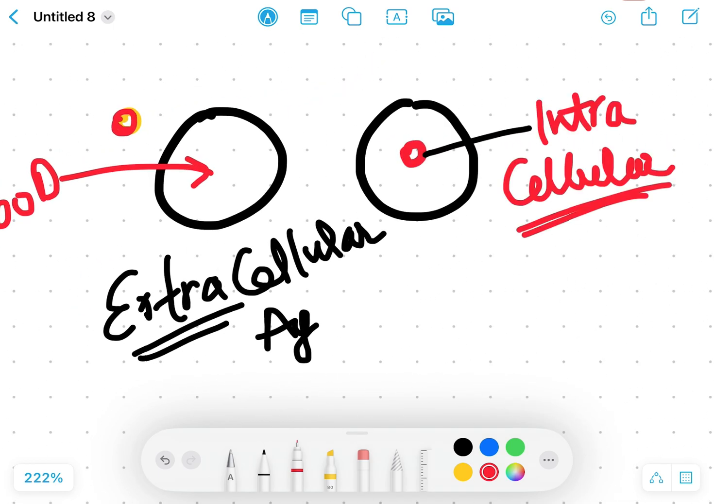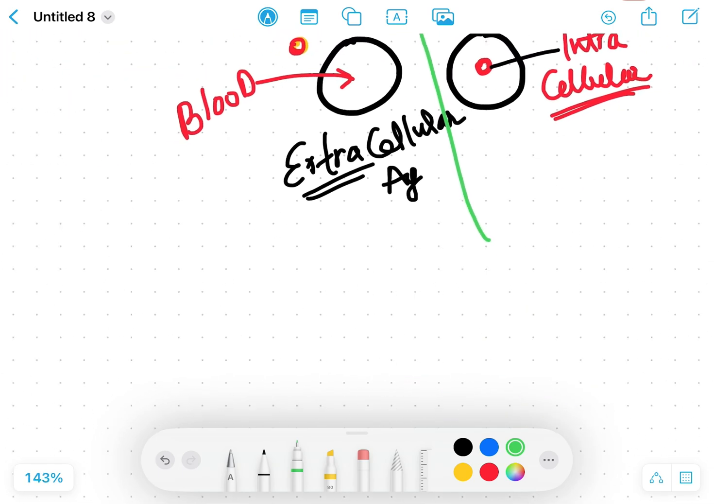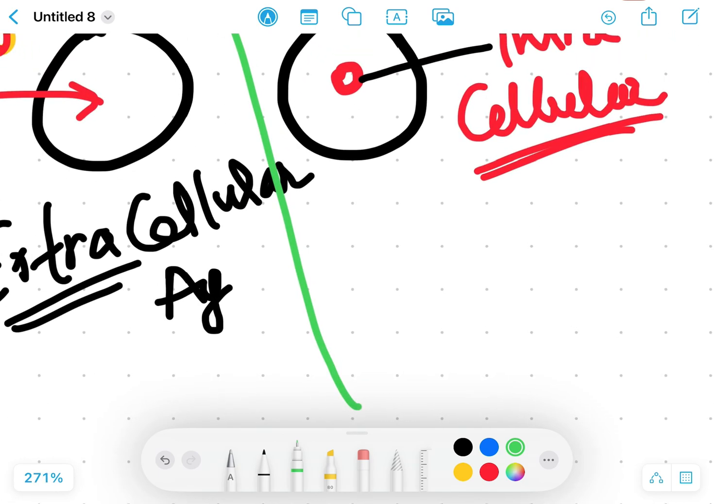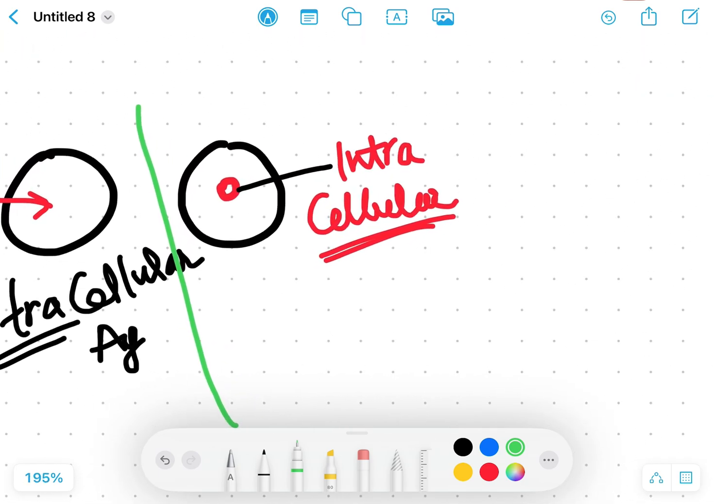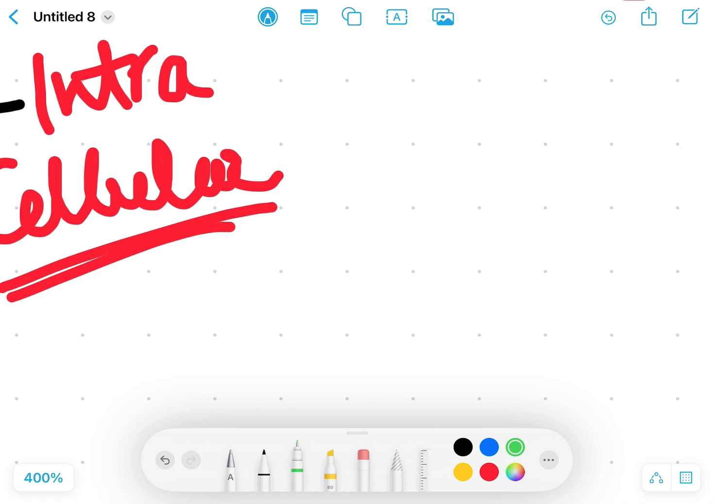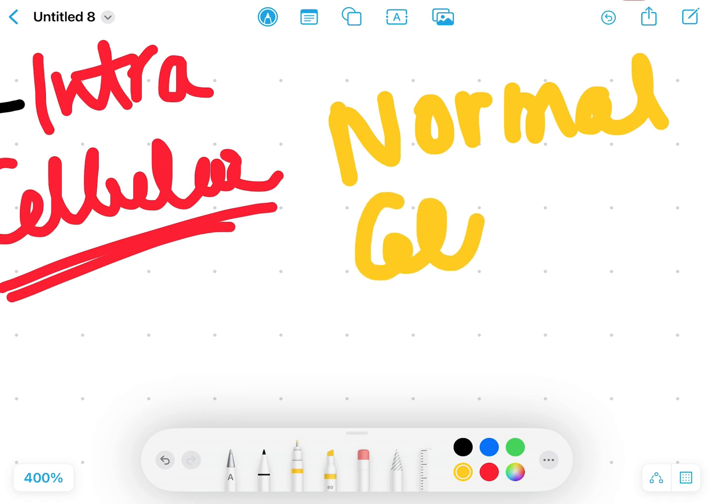Okay, we finished the extracellular. Now we are talking about intracellular. What are the intracellular antigens? They are not coming from the blood; they are coming from our own cell. And what are they? Normal cell protein.